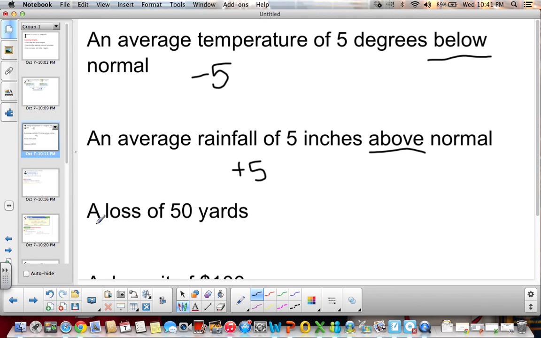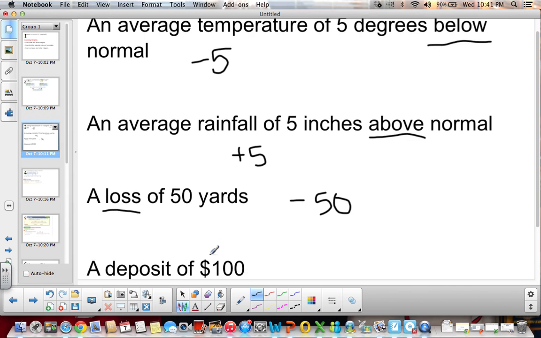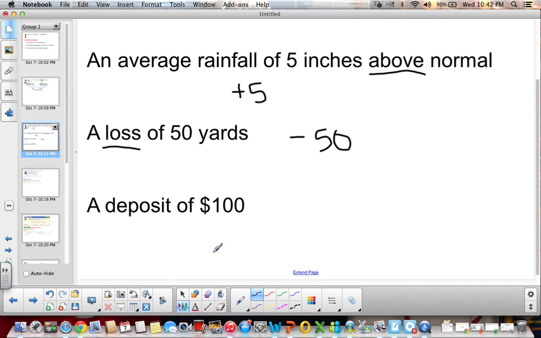A loss of 50 yards. Loss would mean that it's taken away or it's gone down, so loss would represent negative, and we would write it as -50. And then a deposit of $100 means that you're putting money into a bank, so you're adding money into your account. That would be positive, so +$100.